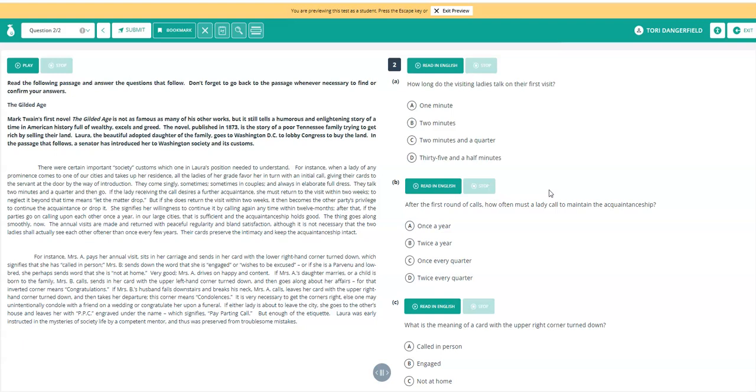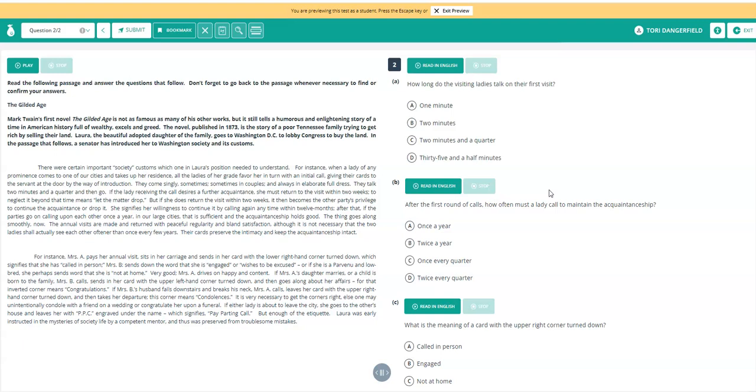The Gilded Age. Mark Twain's first novel, The Gilded Age, is not as famous as many of his other works, but it still tells a humorous and enlightening story of a time in American history full of wealth, excess, and greed. The novel, published in 1873, is the story of a poor Tennessee family trying to get rich by selling their land. Laura, the beautiful adopted daughter of the family, goes to Washington, D.C. to lobby Congress to buy the land. In the passage that follows, a senator has introduced her to Washington society and customs.